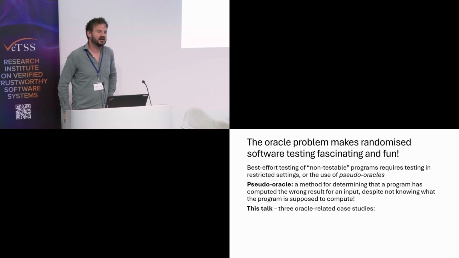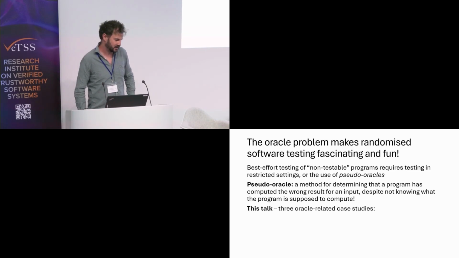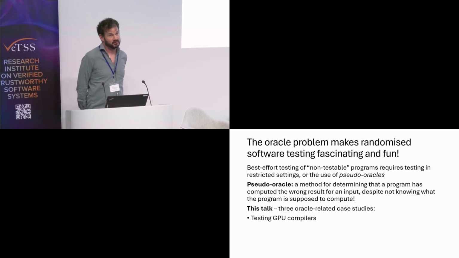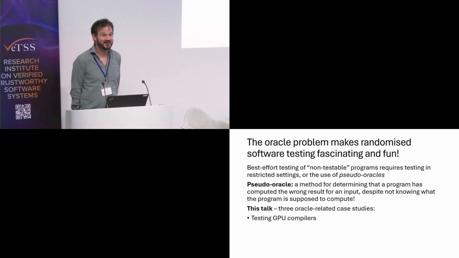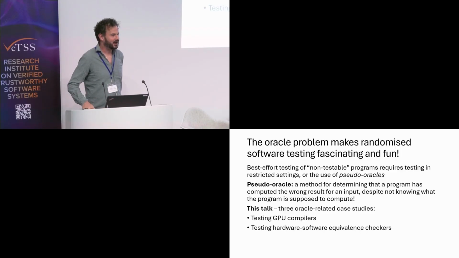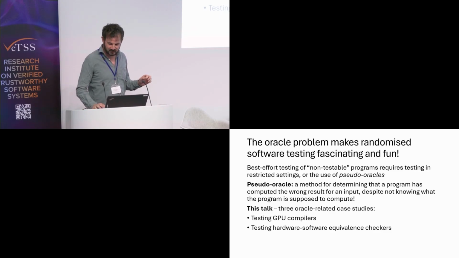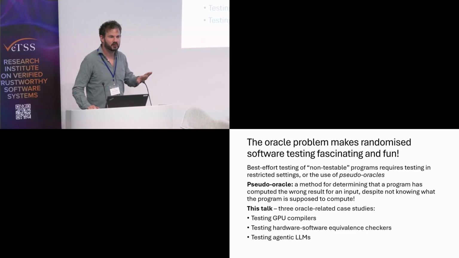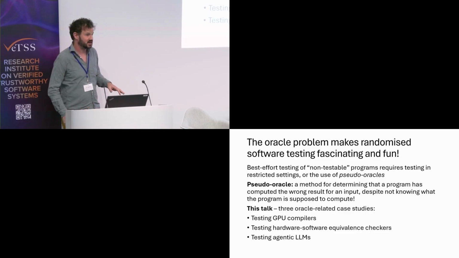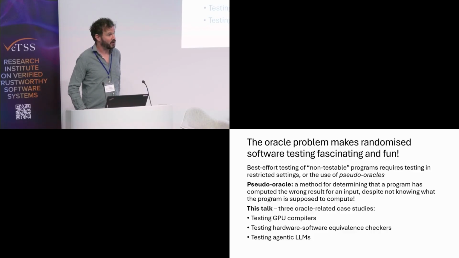So what I'm going to do in this presentation is go through three Oracle-related case studies from my research and research with my collaborators. One is something that some of you, I'm sure, have seen before, which is my work on testing of GPU compilers, my GraphicsFuzz project, which is getting a bit old now, but is still very close to my heart. Then a project from the last couple of years about testing hardware-software equivalence checkers. I thought this would be interesting because these are formal verification tools that are used in the electronic design automation industry for hardware design sign-off. And then finally, a project which is sort of days old, which is about testing agentic large language models. So that's what I'm going to go through in the remainder.